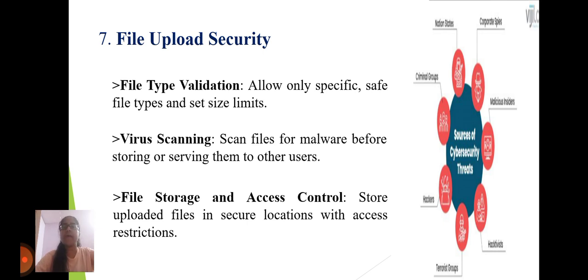The second subheading is virus scanning: scan files for malware before storing or serving them to other users. The third subheading is file storage and access control, which stores uploaded files in secure locations with access restrictions. These come under file upload security in web security considerations.